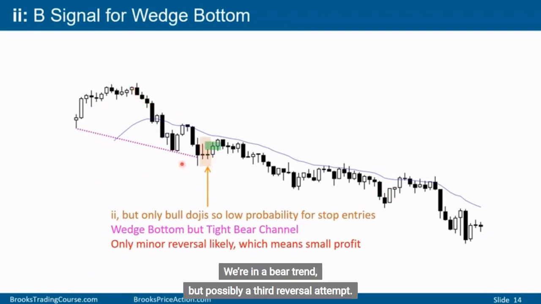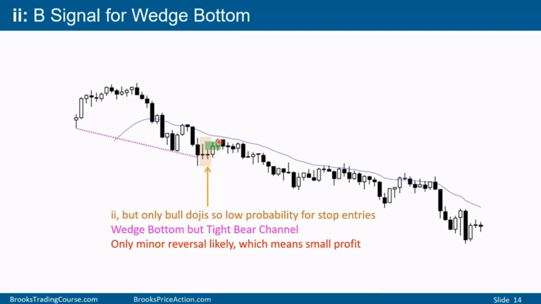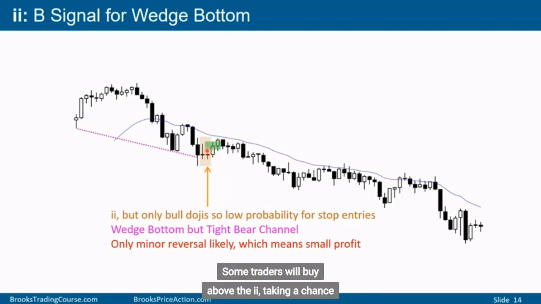We're in a bear trend, but possibly a third reversal attempt. We would try to go up, try to go up. This could be another attempt to go up, but it's 2 doji bars, small bodies, prominent tails, usually not very good for stop order traders. We have a bull bar here and a bull bar there. Some traders will buy above the II, taking a chance that it's a wedge and we'll get a reversal day. Others will wait to see what the entry bar looks like and buy above the high of the entry bar, so they buy above that and get filled here.